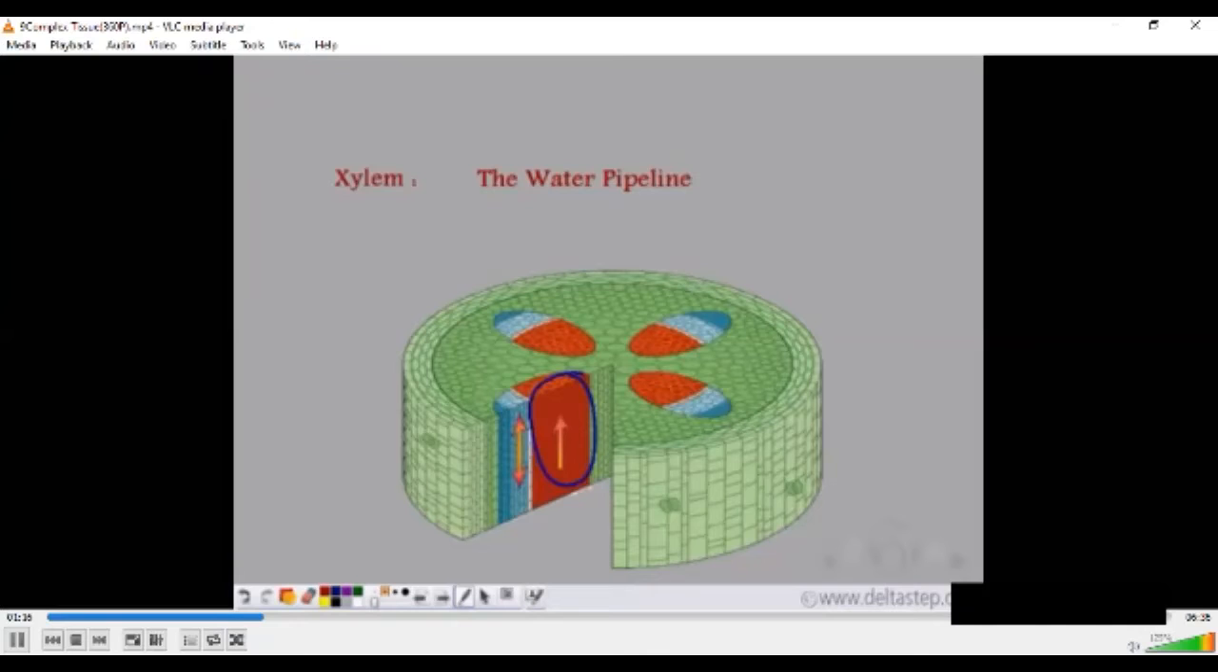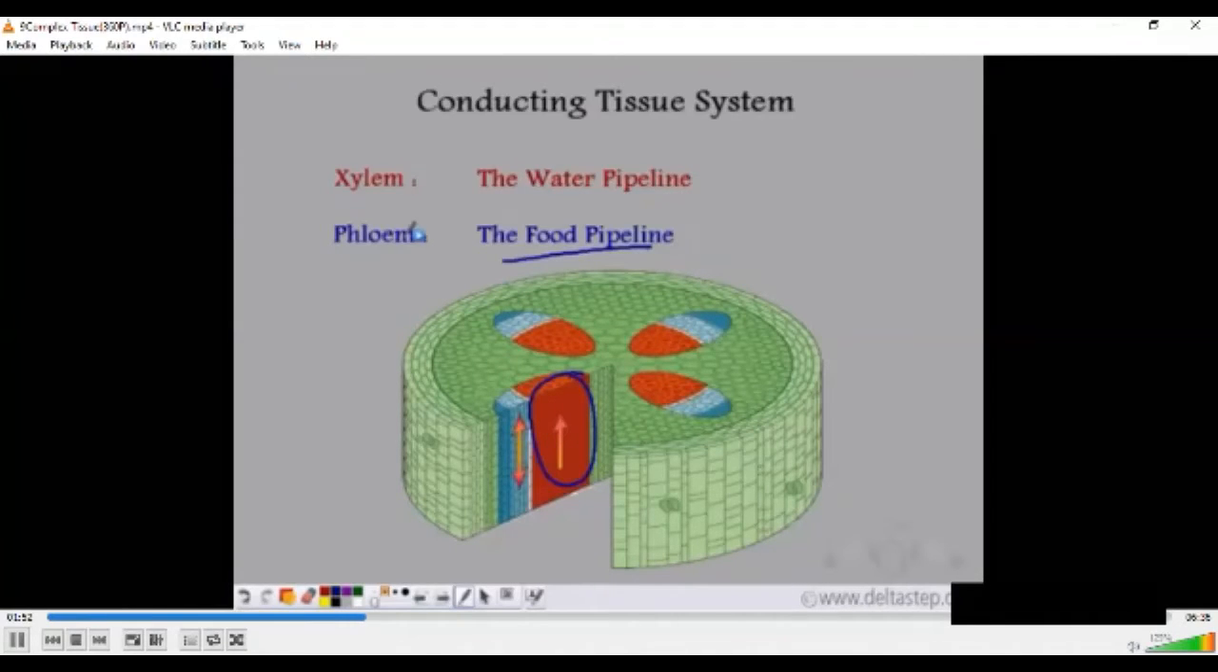Now there is the second pipeline that is present in the plants. It is known as the phloem. Phloem is the food pipeline of the plant. It conducts food downwards from the leaves to the root. Also, it transports this food from the leaf to the upward portion of the plant, which is situated above that leaf. So the xylem and the phloem together form the conducting tissue system of the plant.